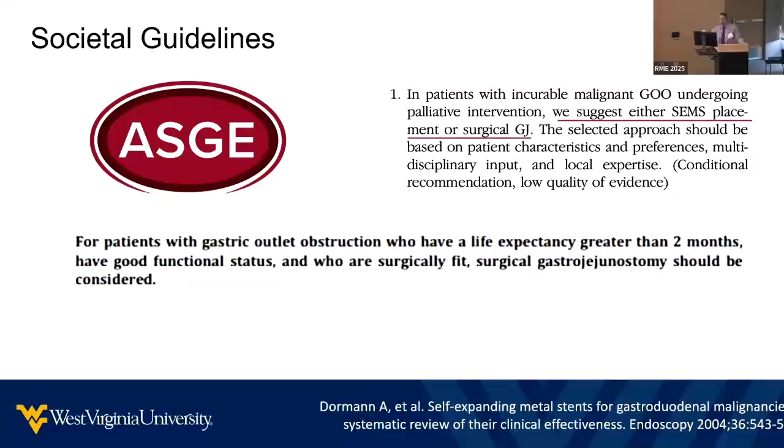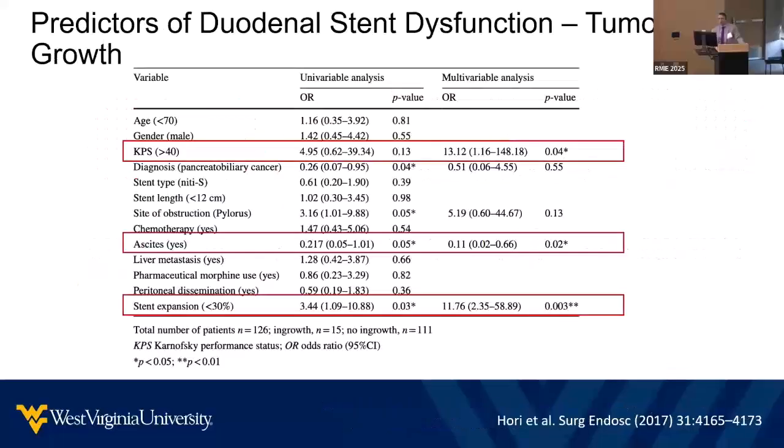But kind of going forward, one of the big things is what we should be focusing on. Instead of moving away entirely from enteral stenting, we should be focusing on how we can improve enteral stenting. And here are some predictors of duodenal stent dysfunction. This was a study published in Surgical Endoscopy that found these factors were associated with stent dysfunction: Karnofsky Performance Scale, ascites, and lack of stent expansion resulted in the likelihood of stent dysfunction.